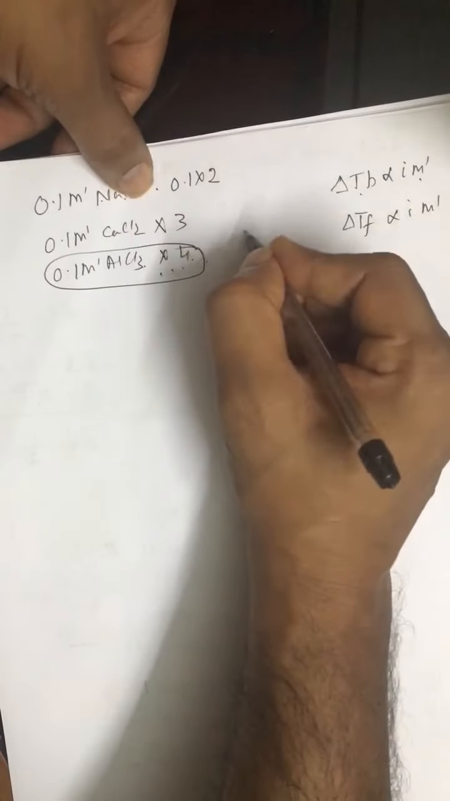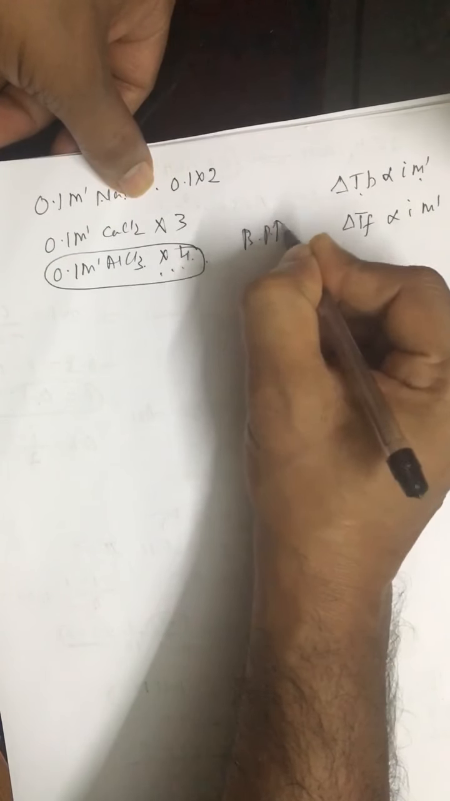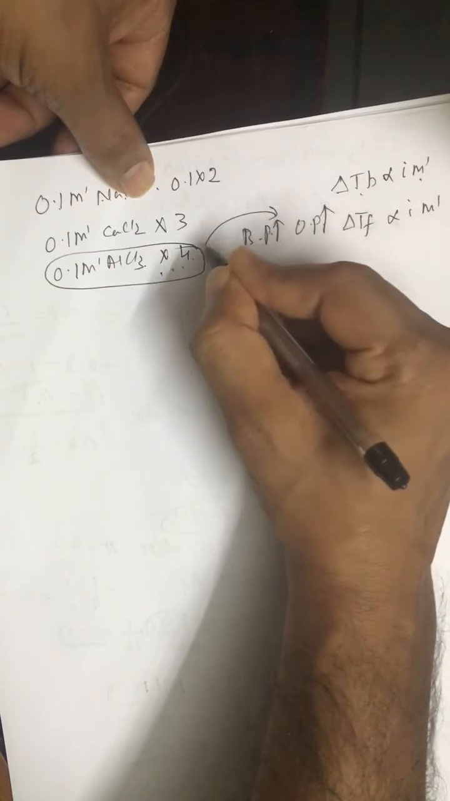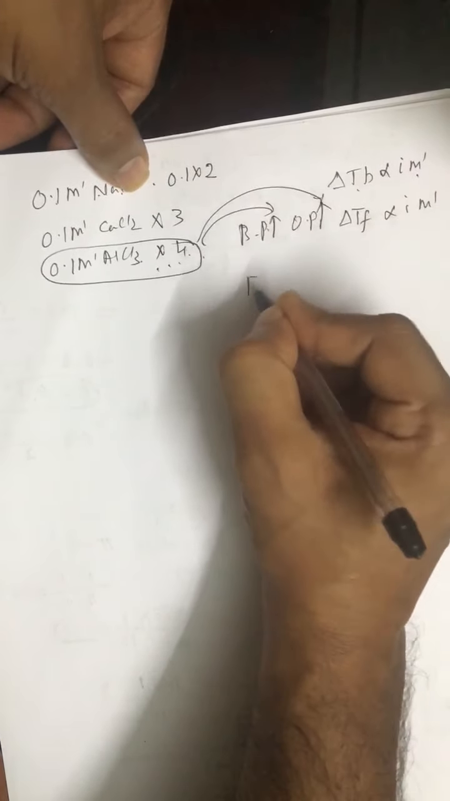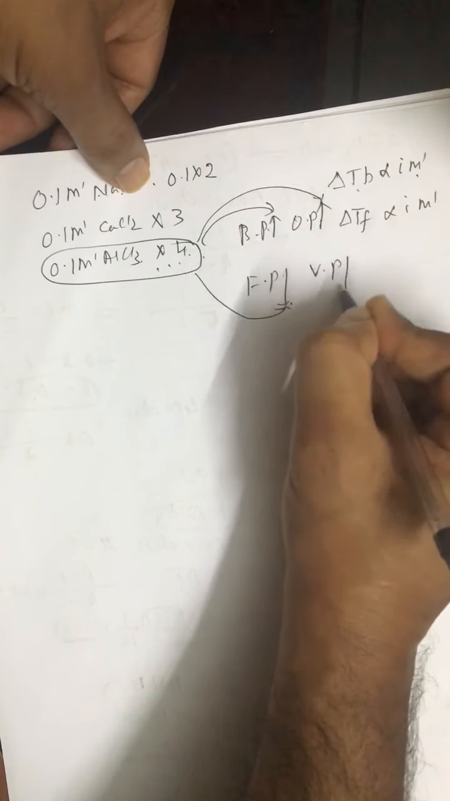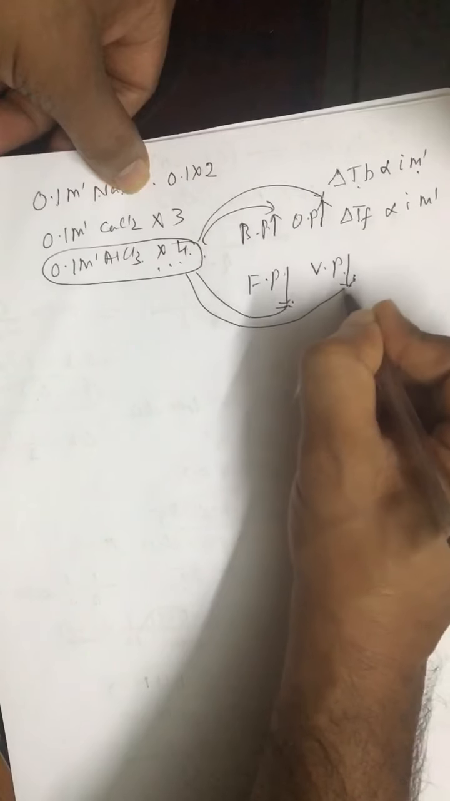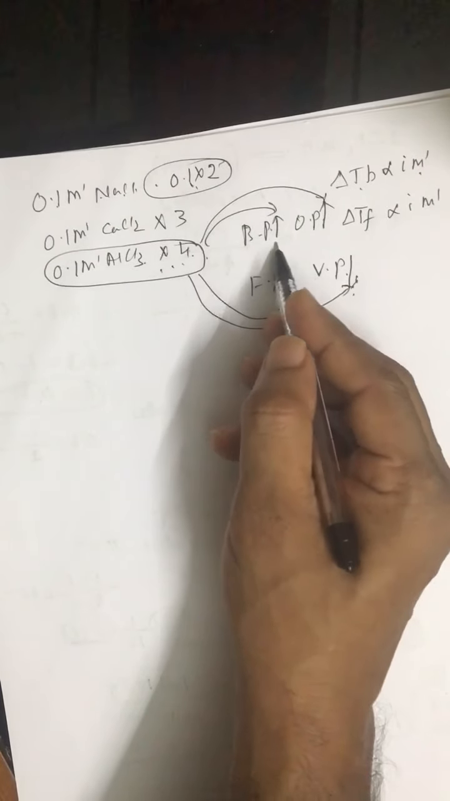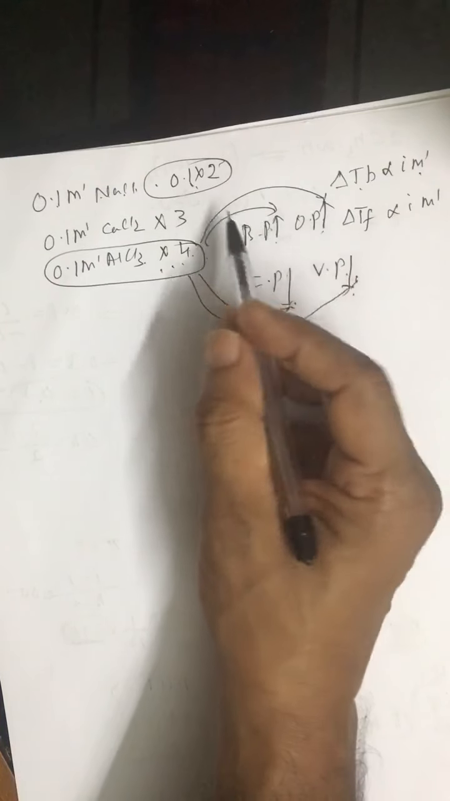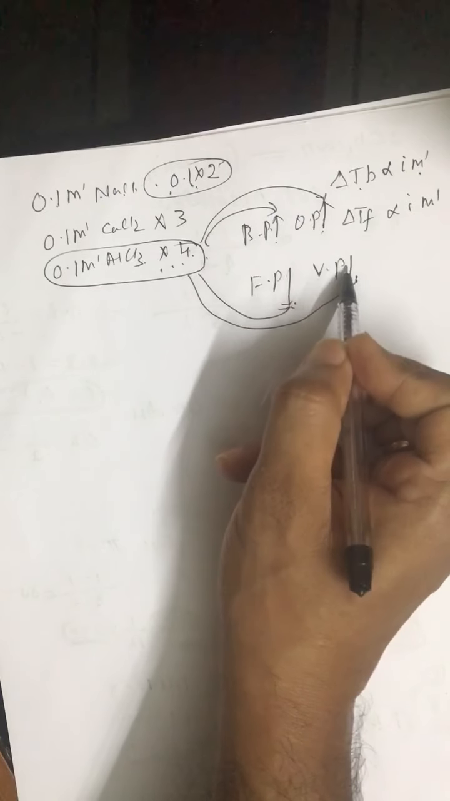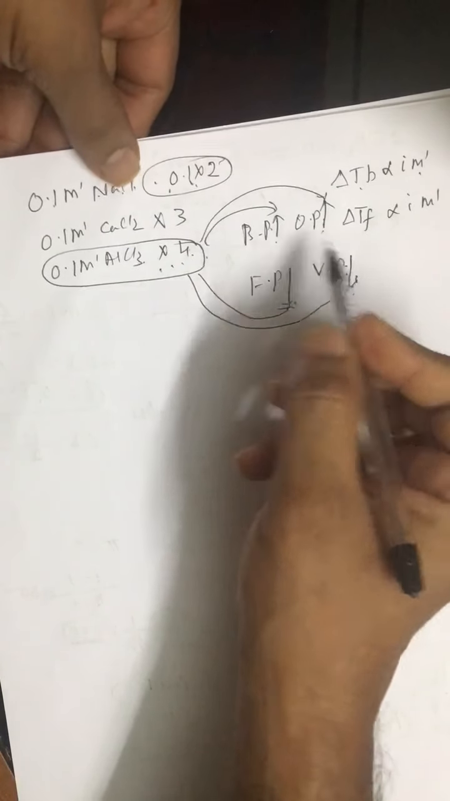So this solution will show the highest boiling point, highest osmotic pressure, lowest freezing point, and lowest vapor pressure. And in the other case, that solution will show the lowest boiling point, lowest osmotic pressure, and the highest freezing point and highest vapor pressure. So these kinds of questions are normally asked.